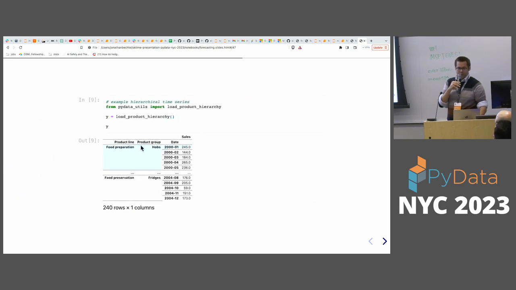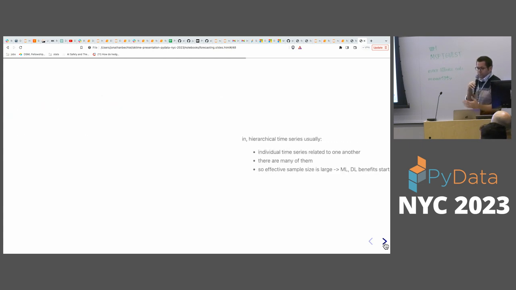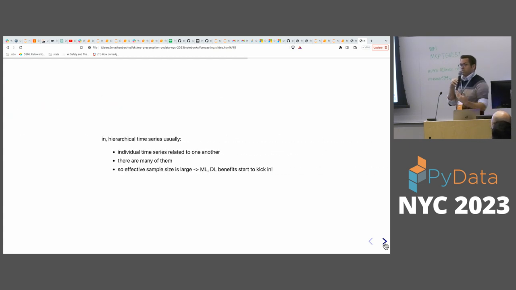So here's an example, a global time series that's hierarchical in nature. You have your product line and the product group and different time series inside those. The idea is most of the time, time series in the same product group might share similarities, so it makes sense to learn from their joint patterns. You don't get that with just regular time series modeling. This is one of the benefits of using machine learning models because you actually have bigger effective sample sizes, so therefore the enhanced pattern recognition of ML begins to kick in.